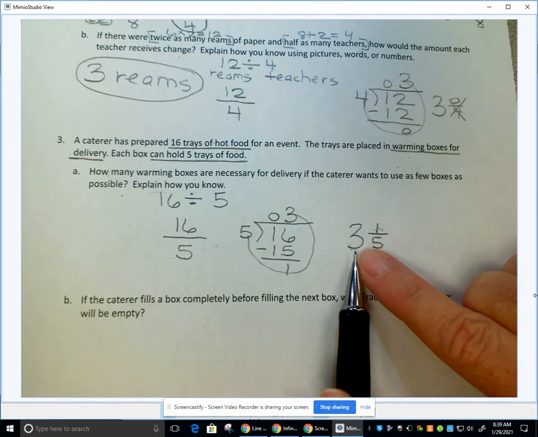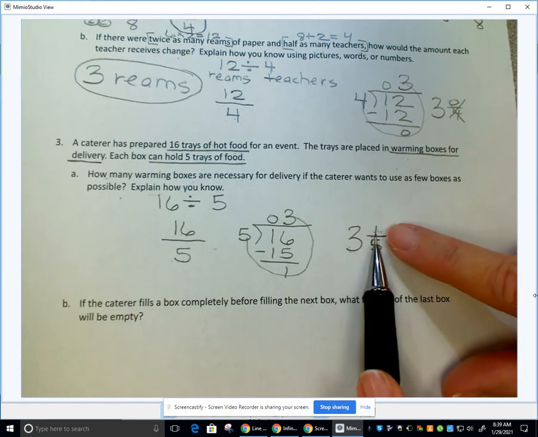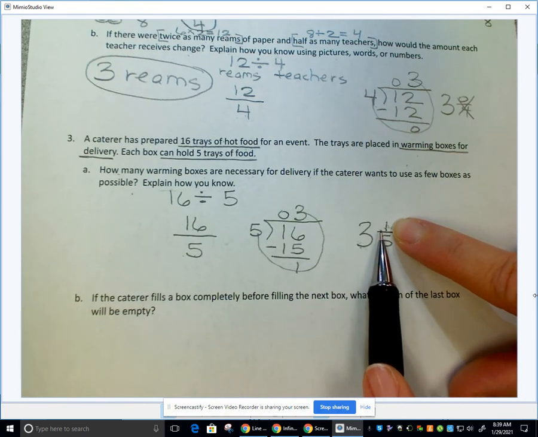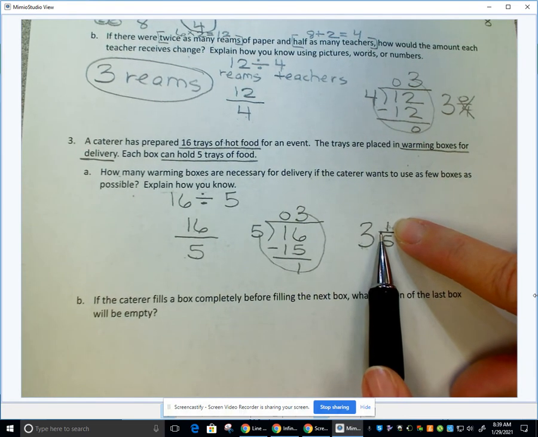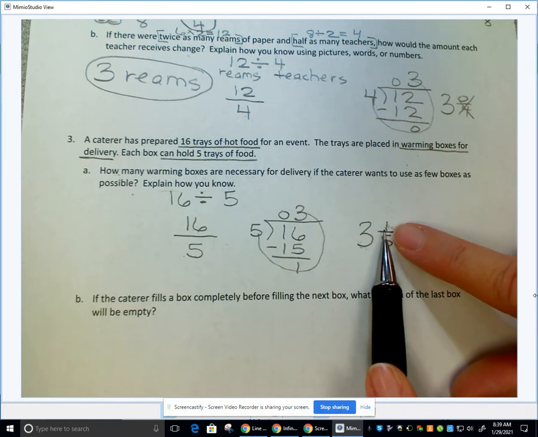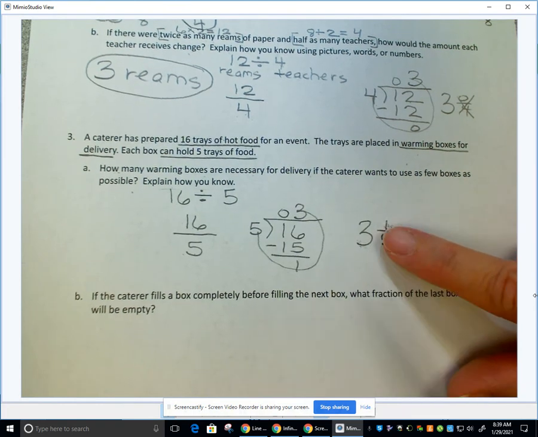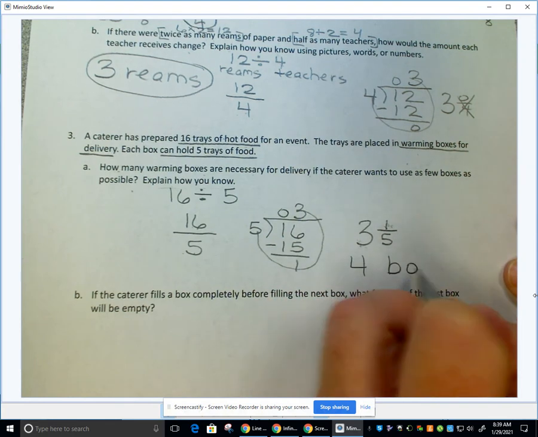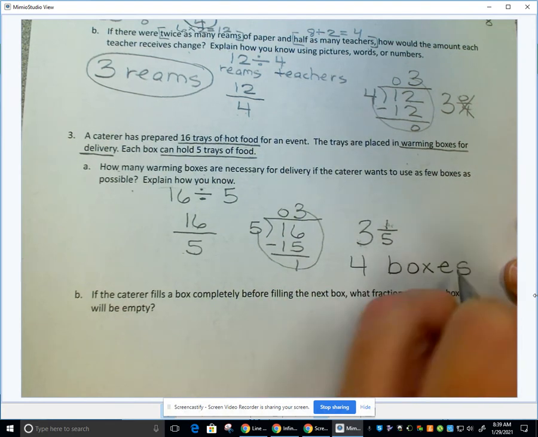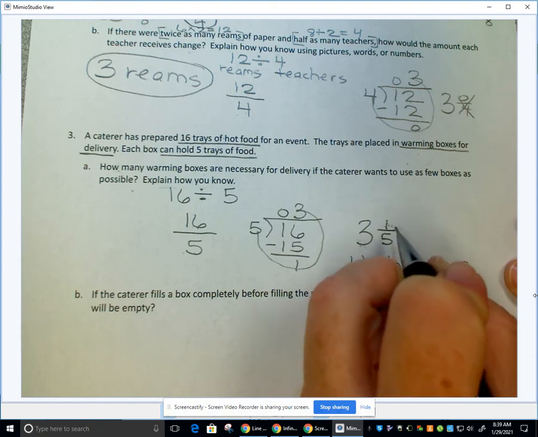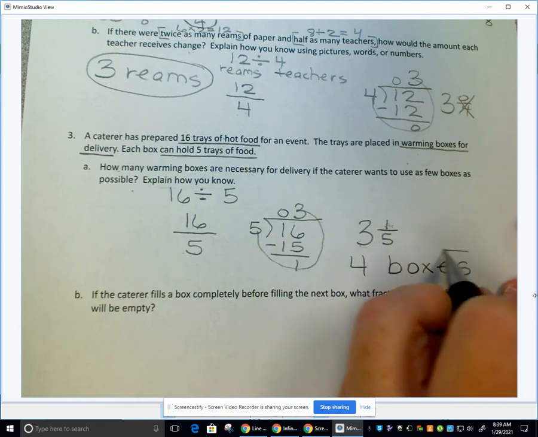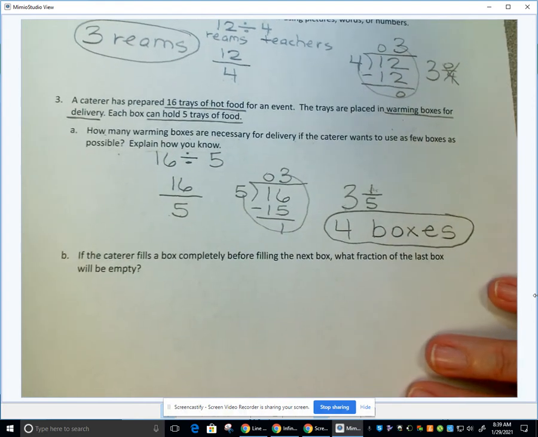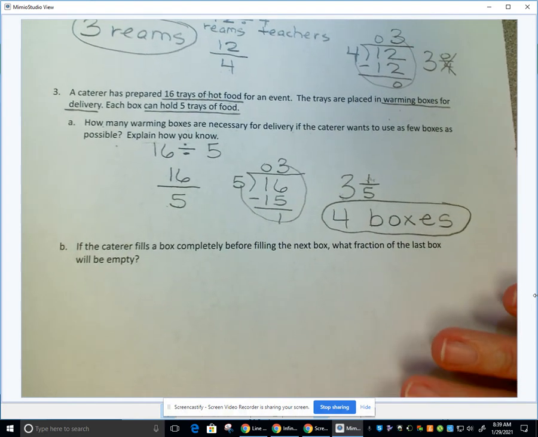If I only take 3 boxes, then I'll have to leave this one tray of food behind. And I don't want to do that because they need this food or they won't have enough. So I'm going to end up needing 4 boxes. Even though that 4th box won't be full, the food still needs to go. So that will be my answer. He needs to take 4 boxes. That will get all of the food there.